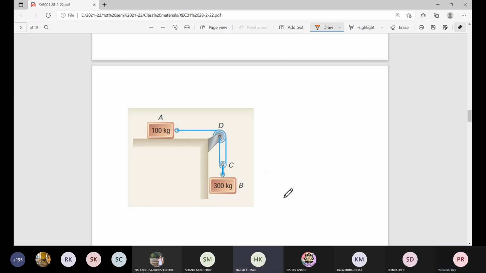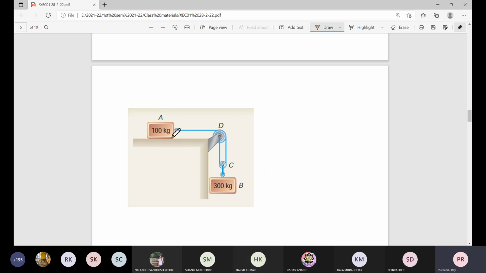Sir, acceleration of block A is twice the acceleration of block B. Relation, positive or negative? Sir, negative. One is moving towards right, one downward. If block A is moving towards right, then block B will be moving downward.